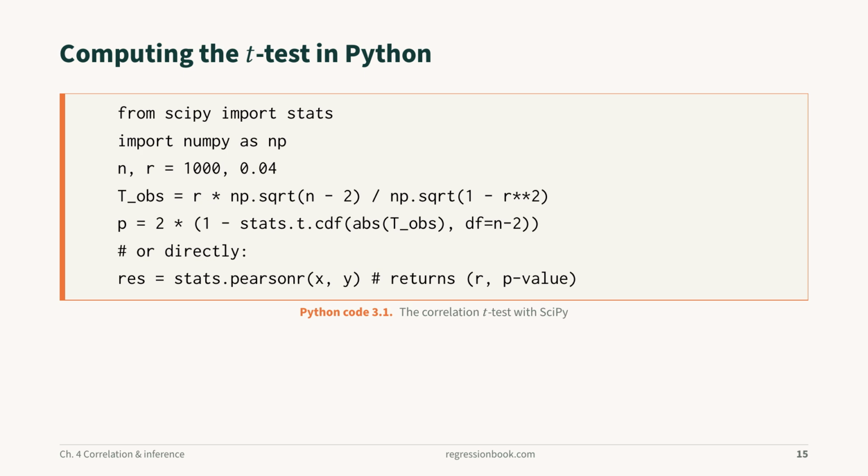SciPy gives the same two routes in Python: assemble the statistic and p-value manually from the t-distribution, or call the Pearson correlation function directly, which returns the coefficient and its p-value in one step. Whichever route you take, the numbers agree with R to the last digit.